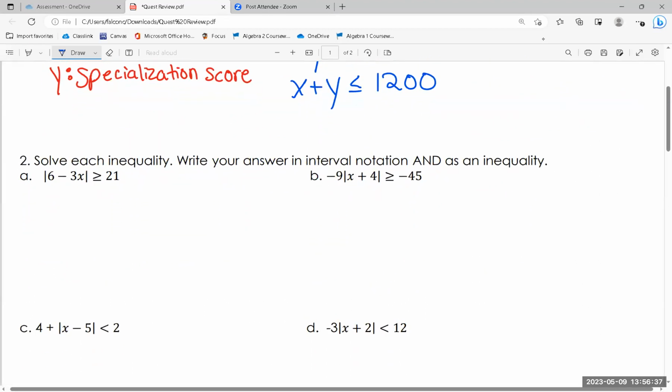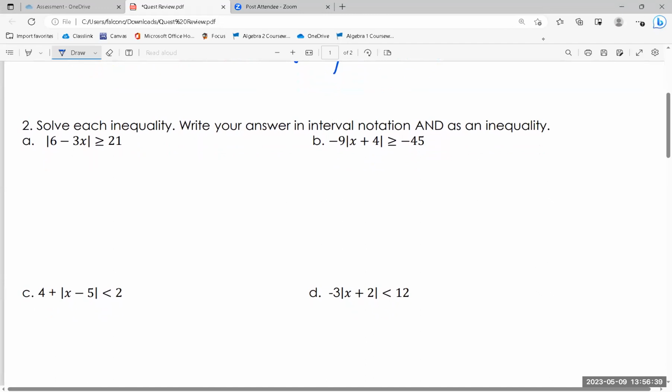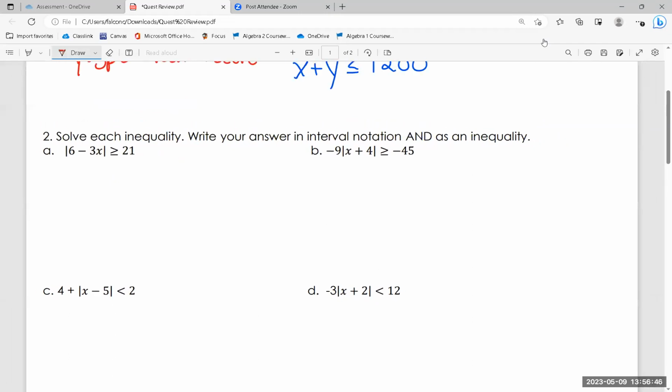Okay, so for the next few, these are our absolute value inequalities from our first lesson. When we're doing these, our first step is to make sure our bars are by themselves. So we want to get the absolute value bars completely by themselves first. And then we decide, all right, is it going to be no solution, all reals, or do I need to actually solve it out?